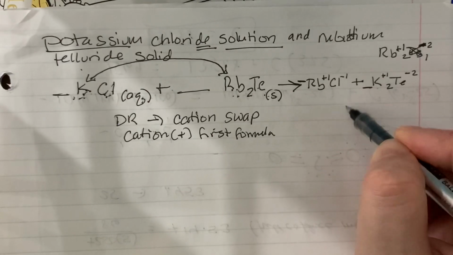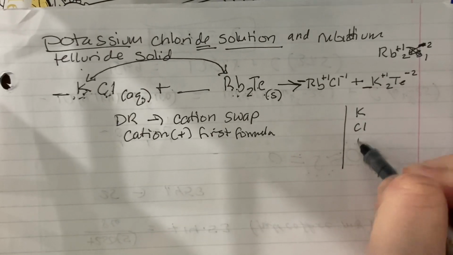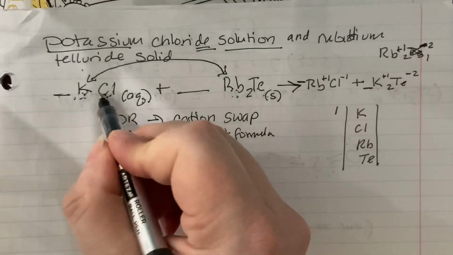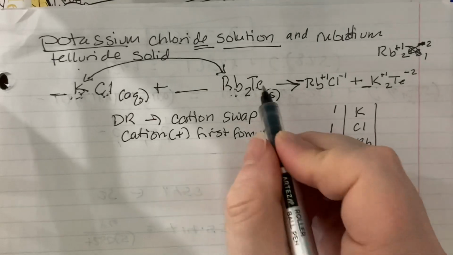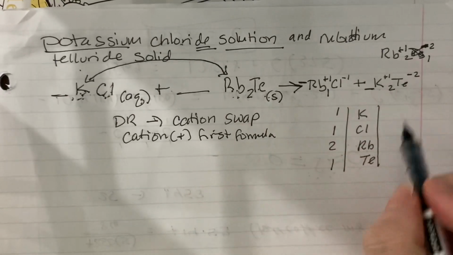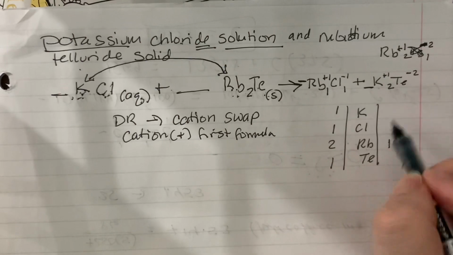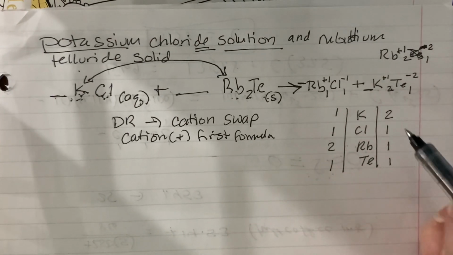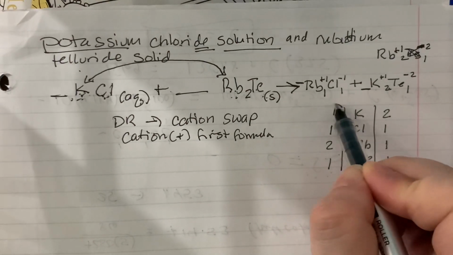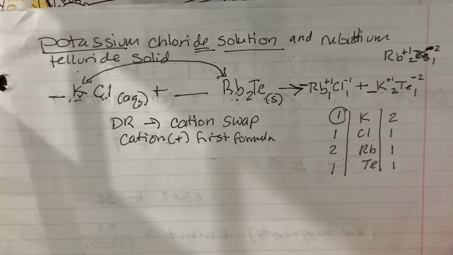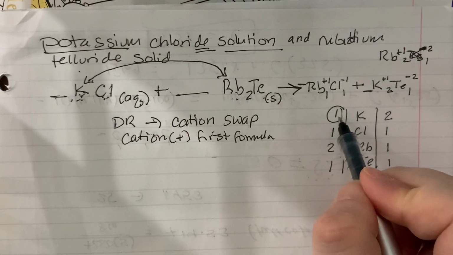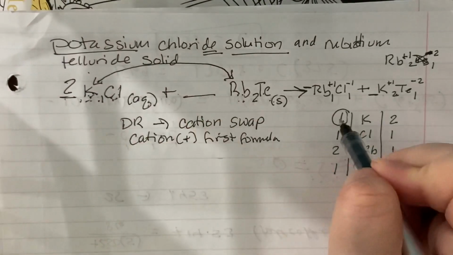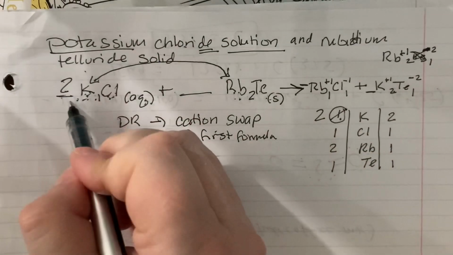And then I need to do my little balancing table here. I have K, Cl, Rb, and Te. 1 K, 1 Cl, 2 rubidiums, 1 tellurium, 1 rubidium on the other side, 1 chlorine on the other side, 2 potassiums, 1 tellurium. All right, so when I'm looking here, I'm going to go to the side that has less because we got to make sure they match for conservation of mass. And I have 1 potassium and I need 2, so I'm going to add a 2 in here because 2 times 1 brings potassium up to 2.